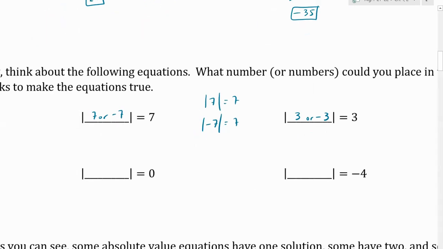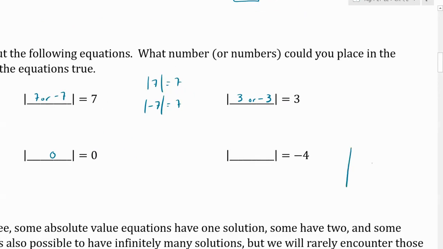So people start thinking, oh, there's always 2. No, there's not always 2. Right here, absolute value of what is 0? There's just one number, 0. And then right here, absolute value of what is -4? Yeah, not possible. So there's nothing we can put in there.